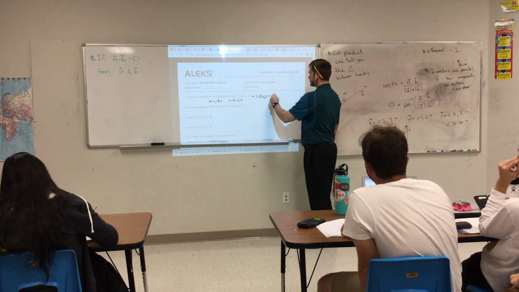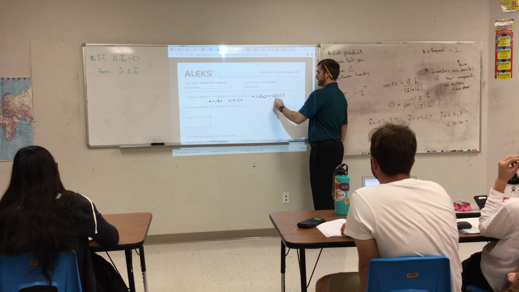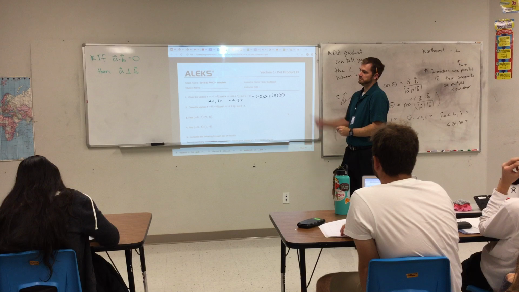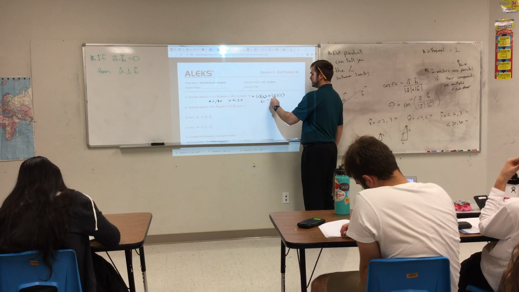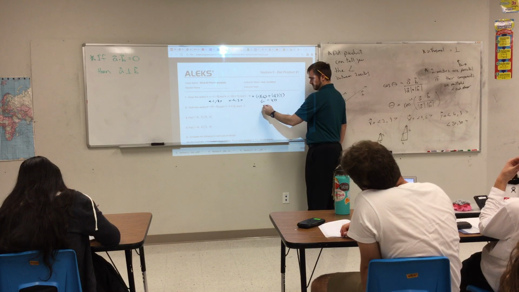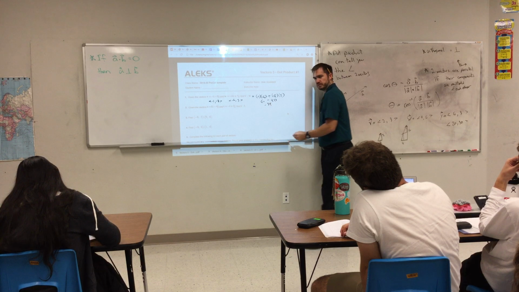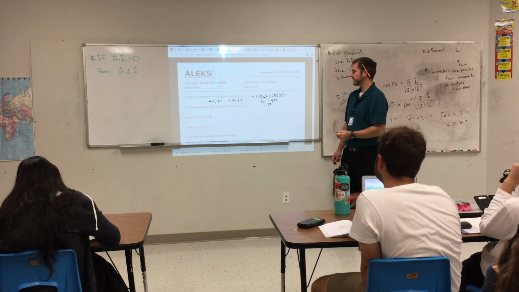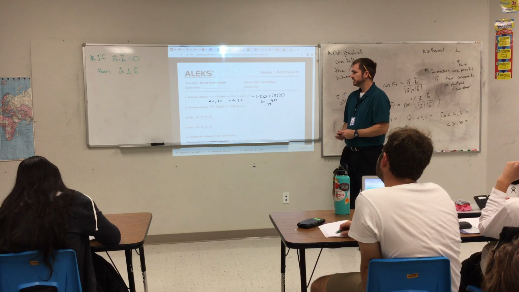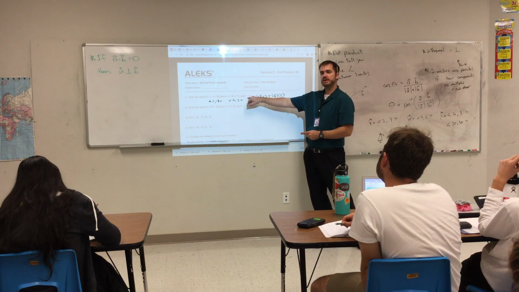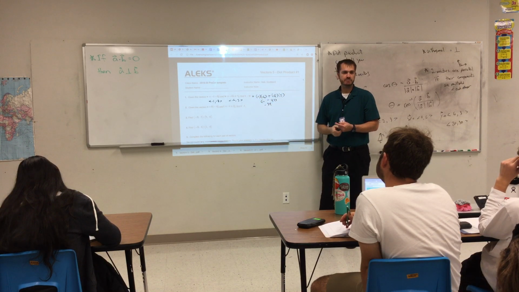So v dot w is going to be negative 1 times negative 6 plus negative 8 times 5. So 6 minus 40 is negative 34. That's looking right? Yep. Not too bad. So that is finding the dot product of two vectors given in ai plus bj form.